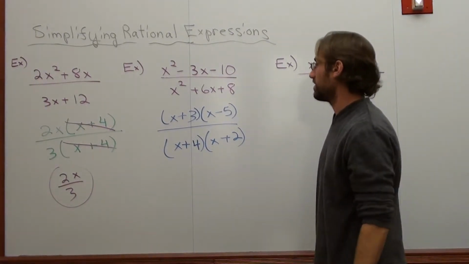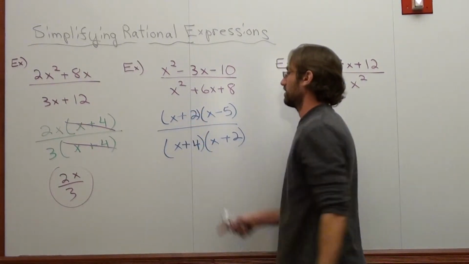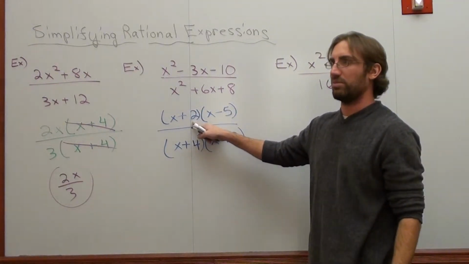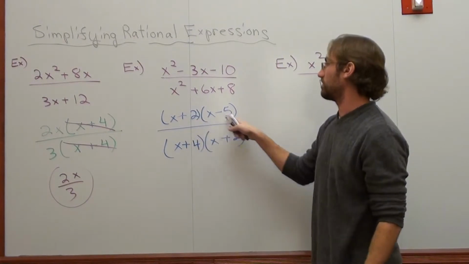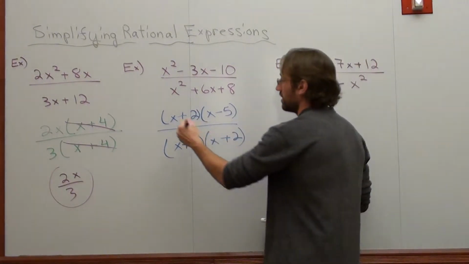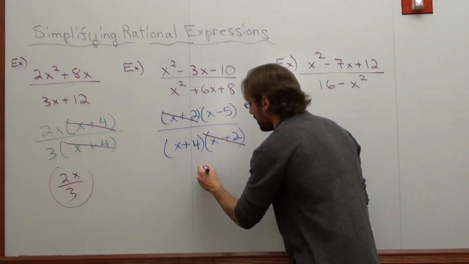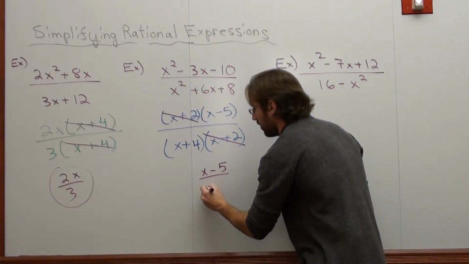Nothing cancels. Let me just make sure. I knew I was wrong. That's a 2. I said 2 and I put a 3 for some bizarre reason. 2 times 5 is that. Anyways, so what cancels out? These two terms cancel out, and I'm left with x subtract 5 over x plus 4.